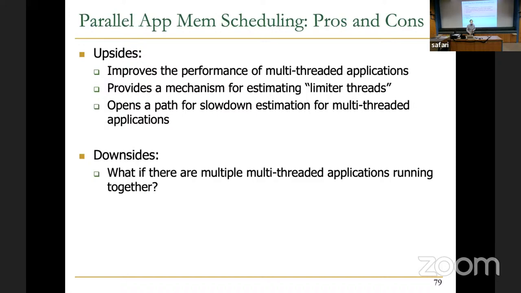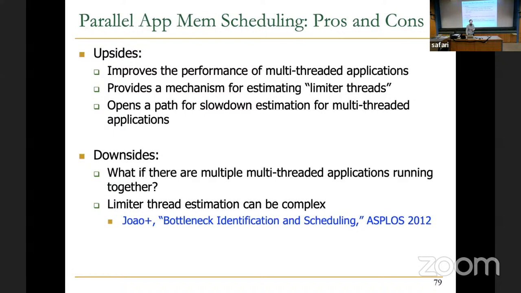Now, the downside is it doesn't tackle some things, basically. Maybe these are not downsides, but limitations, right? The scope of the work is just one application. But now, in real systems, you have multiple multi-threaded applications. How do you actually handle them? There are actually works that built on this work that look at it. But you do need to distinguish between them somehow. And limiter thread estimation can be complex, actually, and may not always be accurate. When you're not accurate, basically, you're identifying some critical thread to be non-critical, which means that you're losing opportunity and you may be making the wrong decision, right? So this is actually an important problem, as we will also discuss later. So this is tackled by this work that's a bit later. But even this work, there's more room for improvement on top of that work.